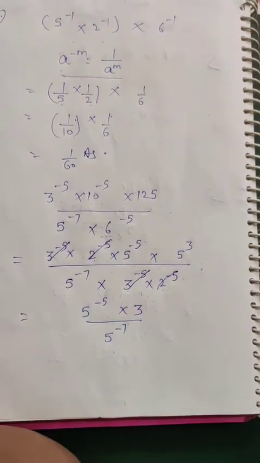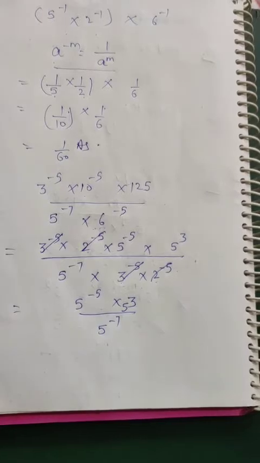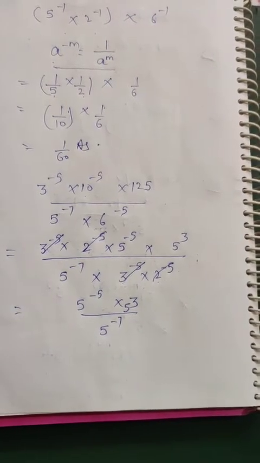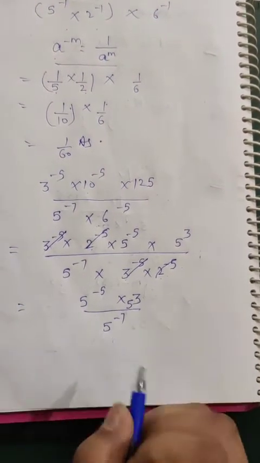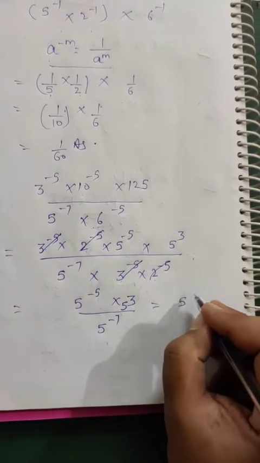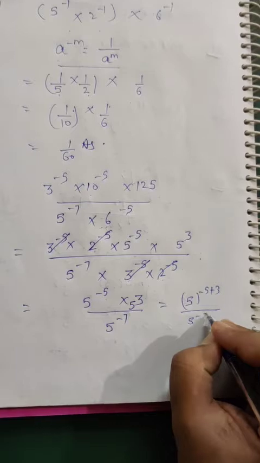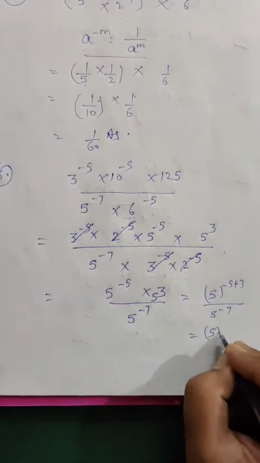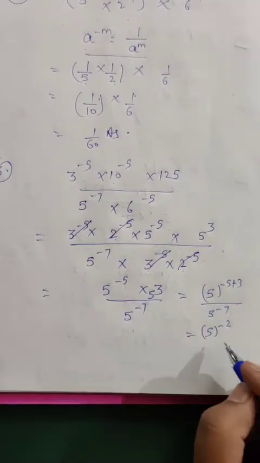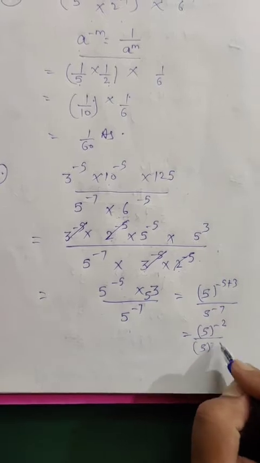Now we have to solve this. This is 5 raised to the power 3. Now first of all, this is multiplication, so apply the law: 5 raised to the power minus 5 plus 3, divided by 5 raised to the power minus 7. So this is 5 raised to the power minus 2, divided by 5 raised to the power minus 7.